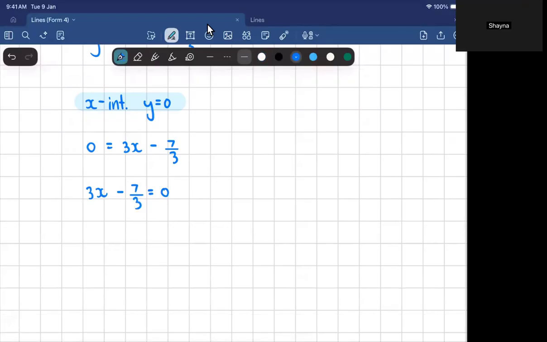After that, you say 3x and you carry over the minus 7 over 3 and you say 3x equals positive 7 over 3. Right? Next. After that, you divide by 3x on both sides. I mean, 3 on both sides.